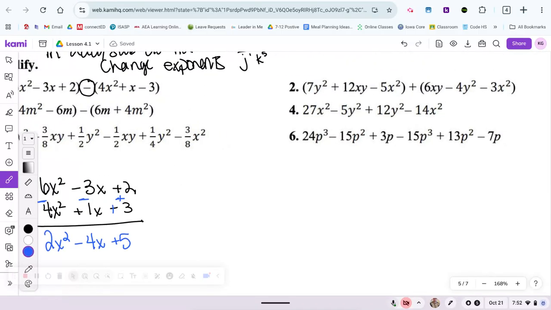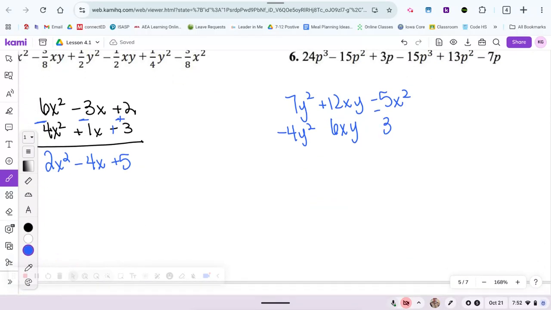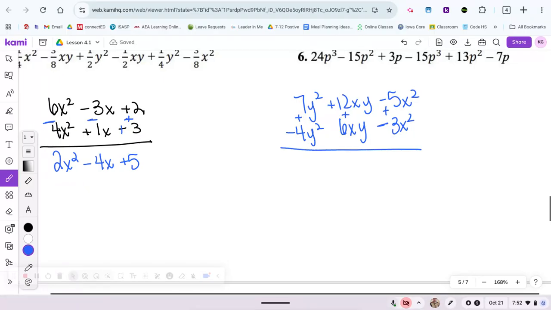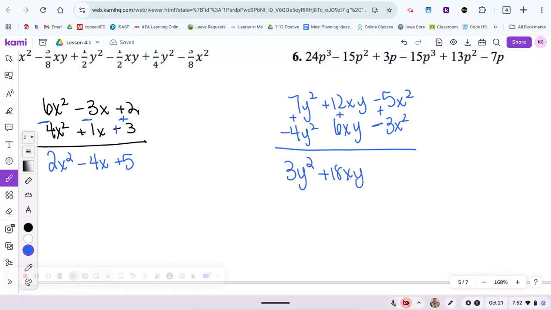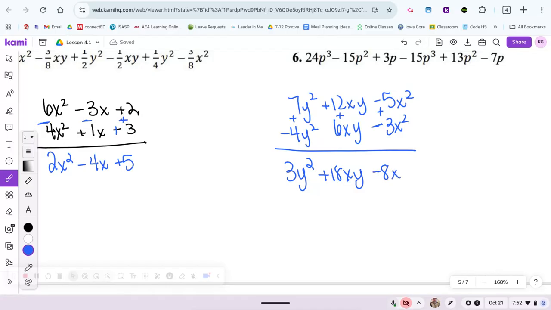Same thing on number 2, and I have an addition here. So I'm going to start with 7y squared plus 12xy minus 5x squared. On the next one, the 6xy is going to go underneath the 12xy because those are like terms. Negative 4y squared and negative 3x squared. And these are being added. So 7 plus negative 4 is 3. 12 plus 6 is 18. Negative 5 plus negative 3 is negative 8.